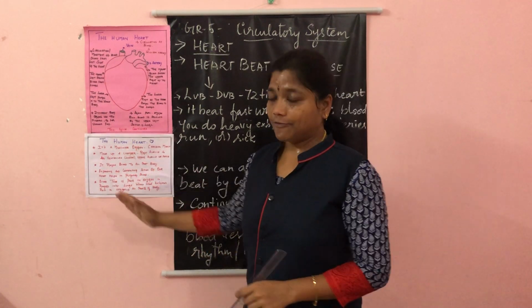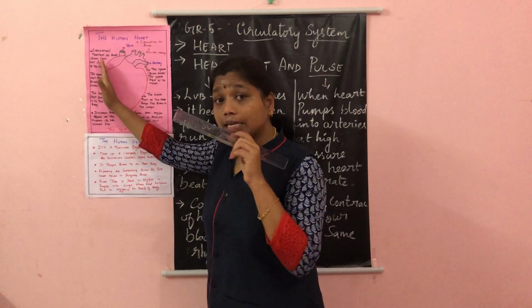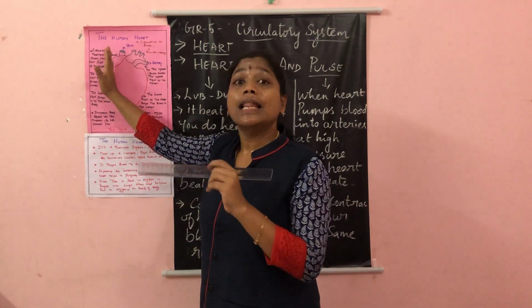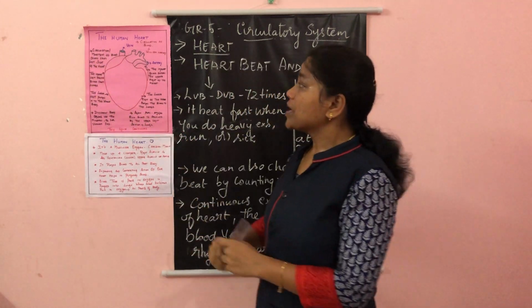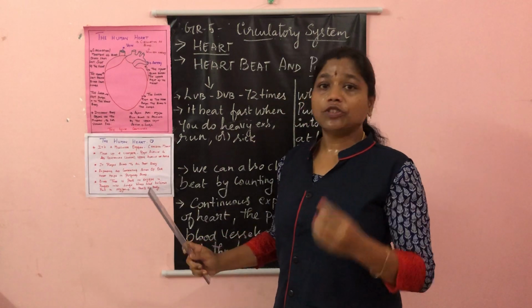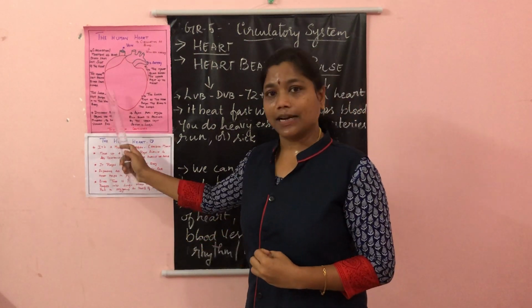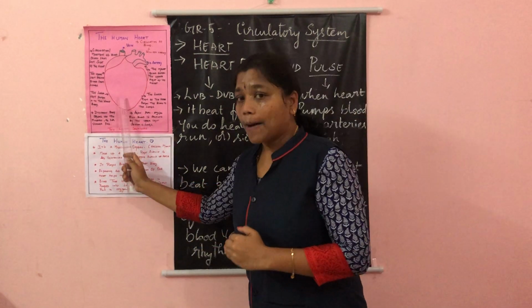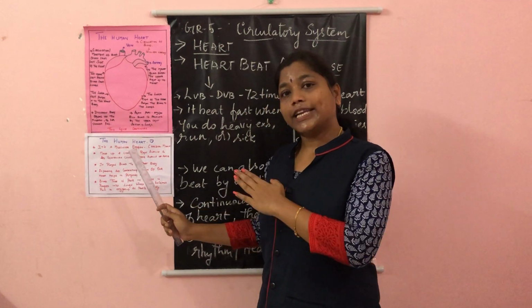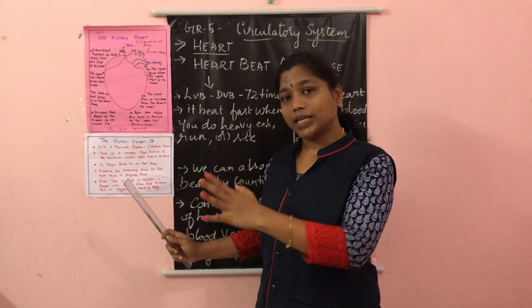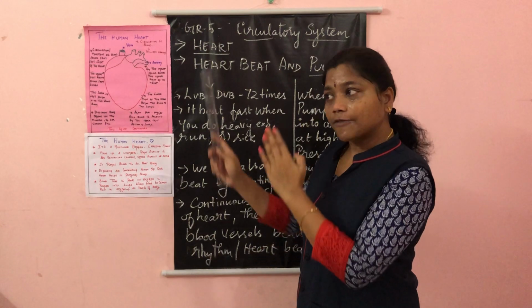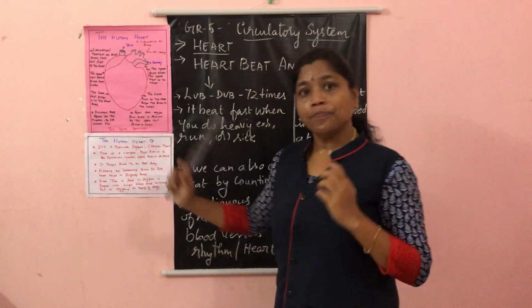What happens first? The circulation starts in the left side of the heart. The upper left receives the blood from the lungs. Then the lower left sends it to the different body organs. This is the function of the left side of the heart.